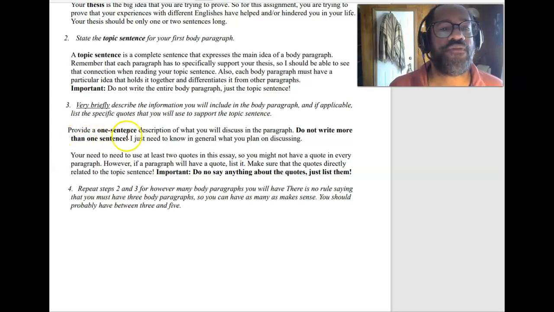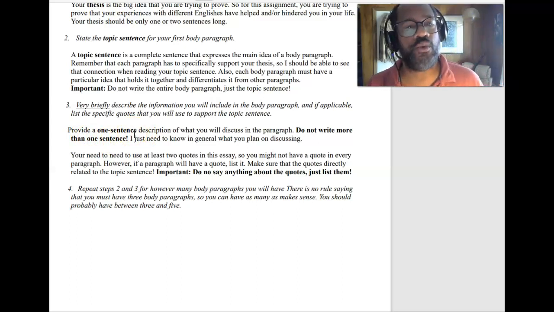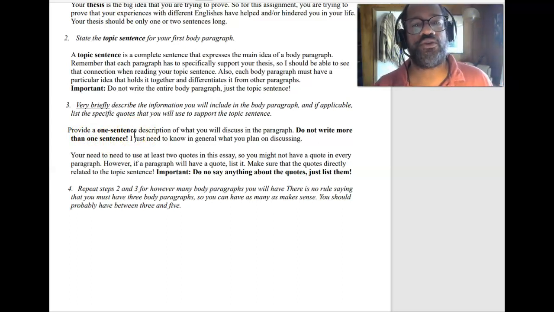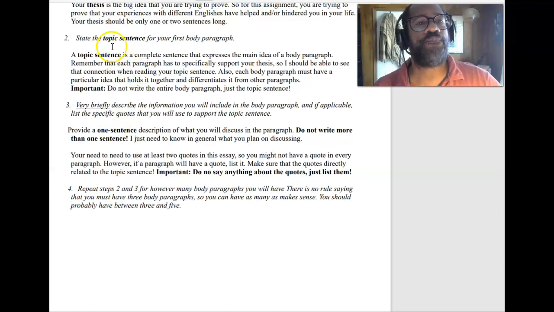So I say here, provide a 1-sentence, bold so you know it's important, I only want 1 sentence, a 1-sentence description of what you'll discuss in the paragraph. Really important, do not write more than 1 sentence, right? Just tell me in 1 sentence what you plan to be talking about. So again, that should be fairly easy, right? You have, for the paragraph, you're going to have a topic sentence, that's 1 sentence. You're going to have 1 sentence describing what it's about, so that's 2, right?